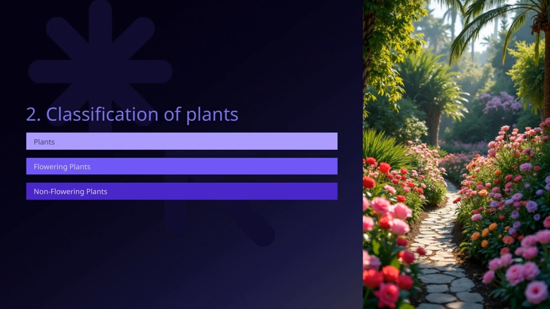Understanding these classifications helps us see the diversity among plants and how they adapt to different environments. It's a fundamental step in studying botany and appreciating the complexity of plant life on Earth.